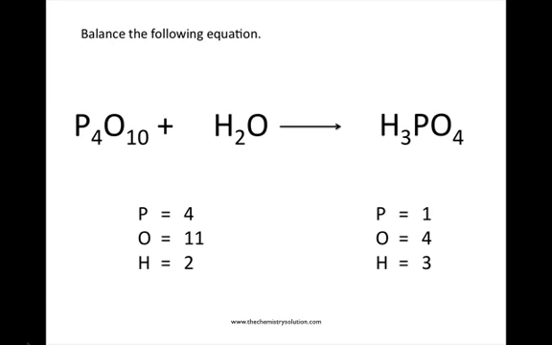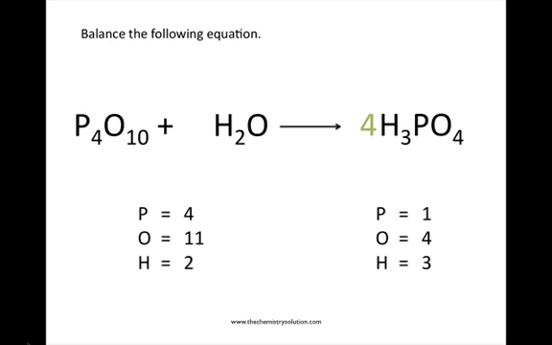Let's start by balancing the number of phosphorus atoms. And again, I'm choosing phosphorus because it occurs in one compound on the reactant side and one compound on the product side. And it seems that if you follow this method, it'll make balancing the reaction a little bit easier. But you can really balance whichever type of atom you prefer first.